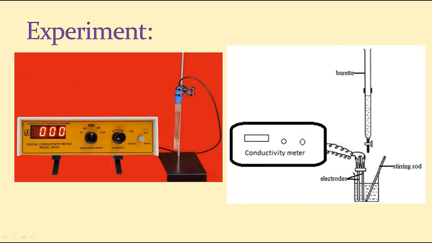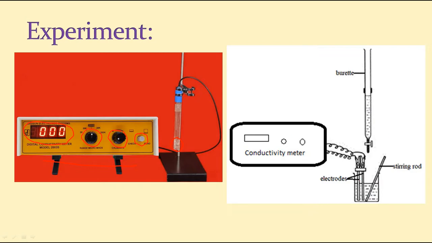So this is one digital conductivity meter you can see, on which we have a display on which we read the conductivity values, and this is a knob to set the range of the conductance, and one calibration knob, and this is a button used to change the mode of the instrument, check mode or read mode, and a conductivity cell fixed to the instrument. See, the conductivity cell is placed in the test solution.